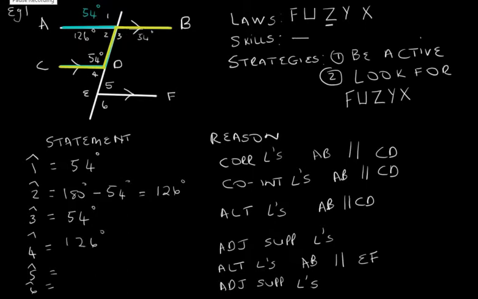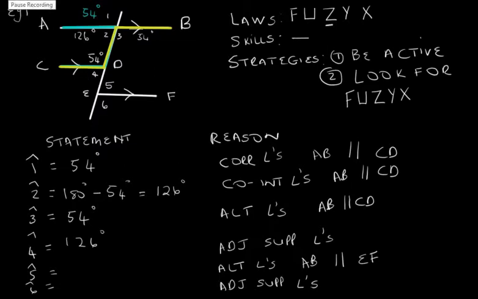Angle 4 will be equal to 126 degrees because the angles are adjacent supplementary. Remember we said that when angles are on a straight line they add up to 180 degrees. So those two angles will be equal to 180 degrees. So 54 plus 126 will give you 180 degrees.